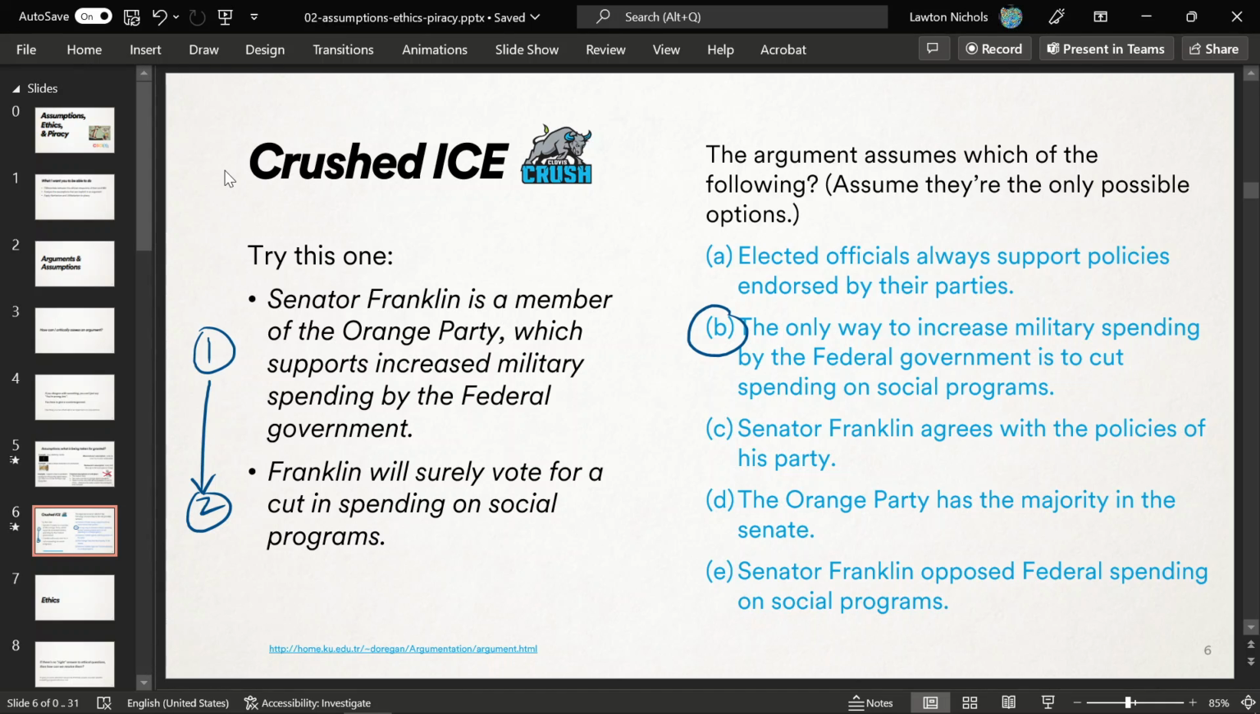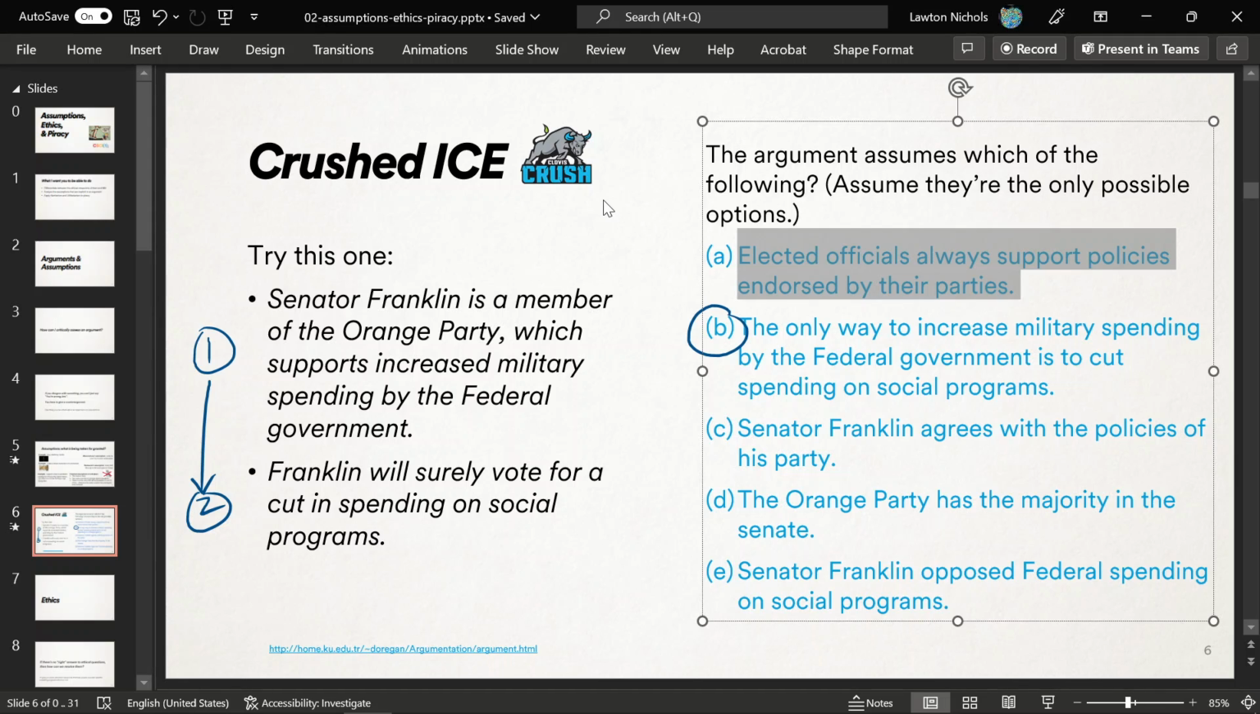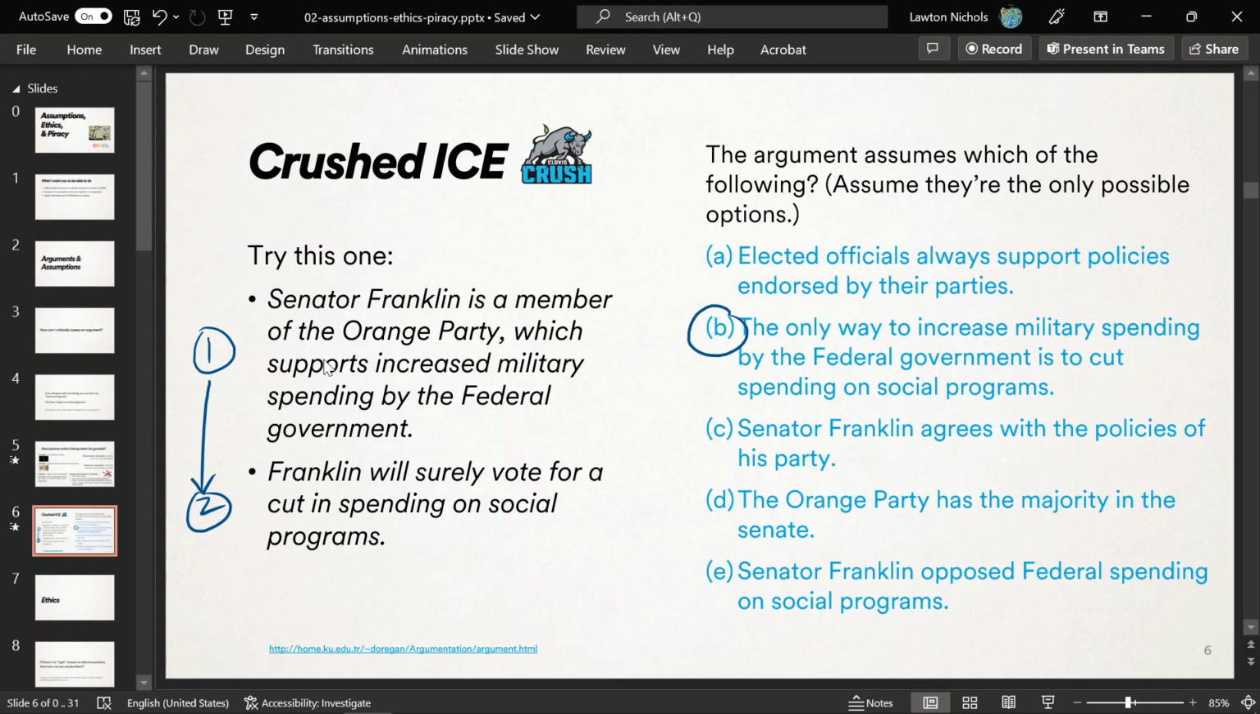Elected officials always support policies endorsed by their parties. Yeah. They don't always go along party lines. That is true. That's a very valid assumption. Yes, elected officials always support policies endorsed by their parties. But if that were true, does that even explain the argument still, even assuming that? I don't think it does, because what were we told that Senator Franklin supports? Military spending. What was the argument about? Social programs. We have no clue how the Orange Party feels about social programs.